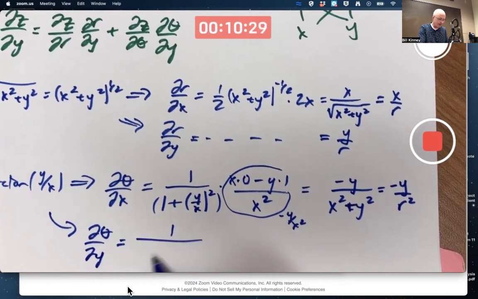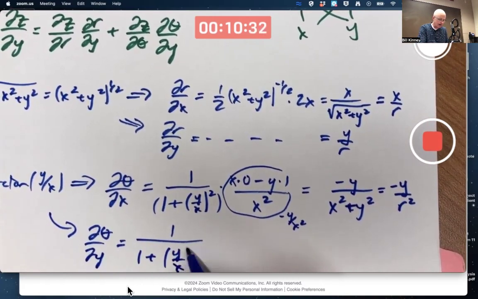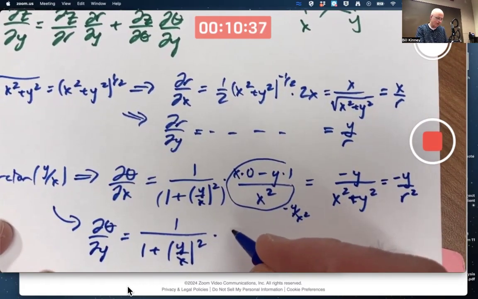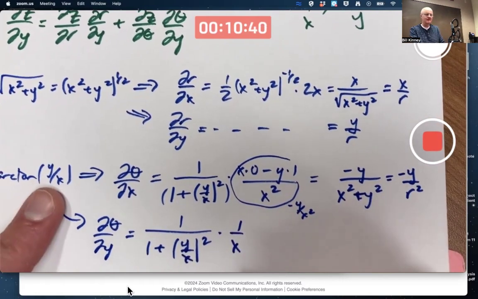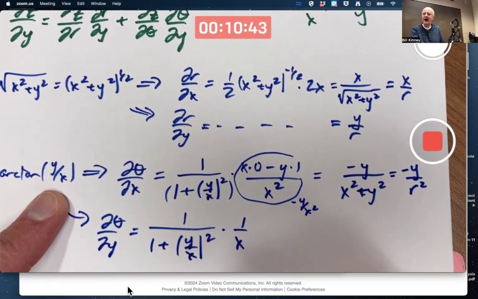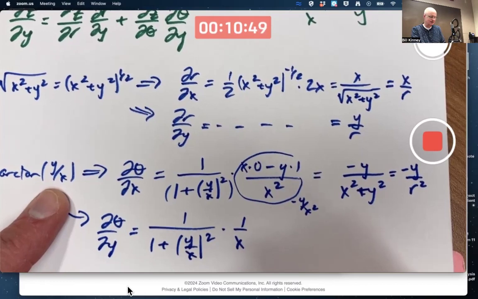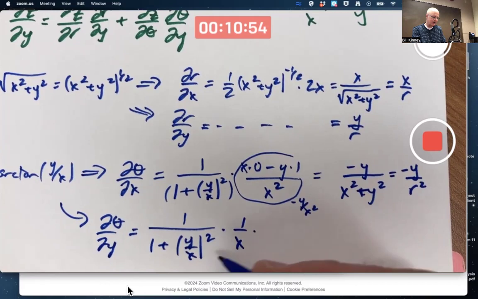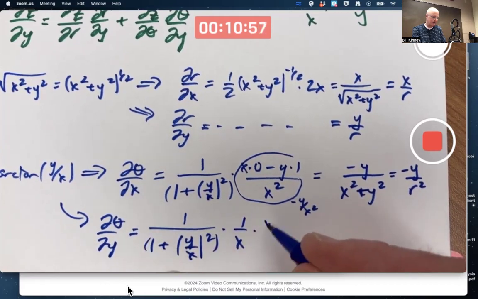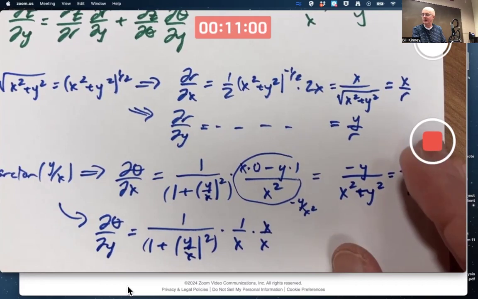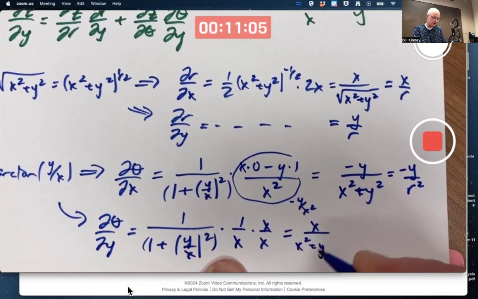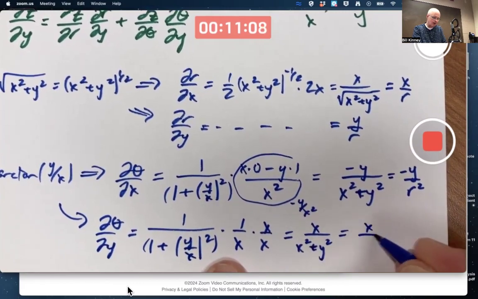It's going to start the same, but then the derivative of y over x with respect to y is just 1 over x. Right? Differentiate with respect to y. Y is to the first power. 1 over x is a constant. You get that constant. Let's also, for the sake of multiplying through the bottom by x squared, multiply the top and the bottom of this by x, which doesn't change it because it multiplies it by 1. And it's going to simplify to x over x squared plus y squared. X over r squared.